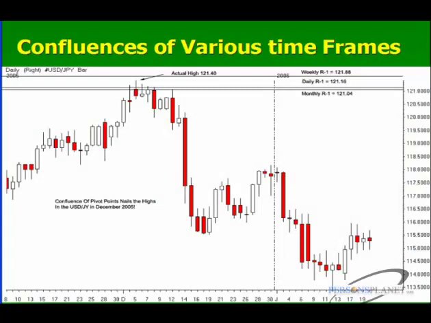Now, let's take a look at the US dollar, Japanese yen. This was kind of interesting because, as I talk on Forex TV as one of their market analysts and commentators, I was telling people back in late November and early December to watch for a major reversal. And again, at the beginning of December, we had our monthly numbers, we had our weekly numbers, we had our daily numbers, and look what happened. The weekly resistance R1 was 121.88. The daily R1 was 121.16. The monthly number 121.04.